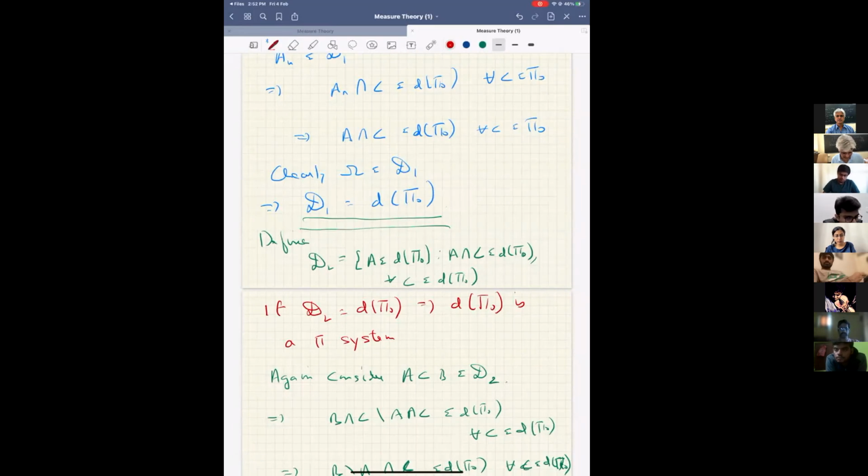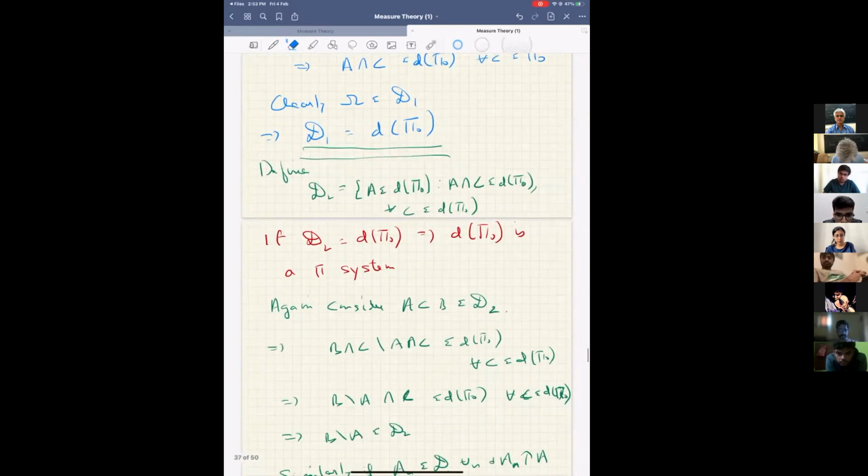So now we'll do the same thing, right? So yeah, if D2 is equal to D of pi 0, that implies that D of pi 0 is a pi system, which is what we want to show. So we want to show D of pi 0 is a pi system. All right.